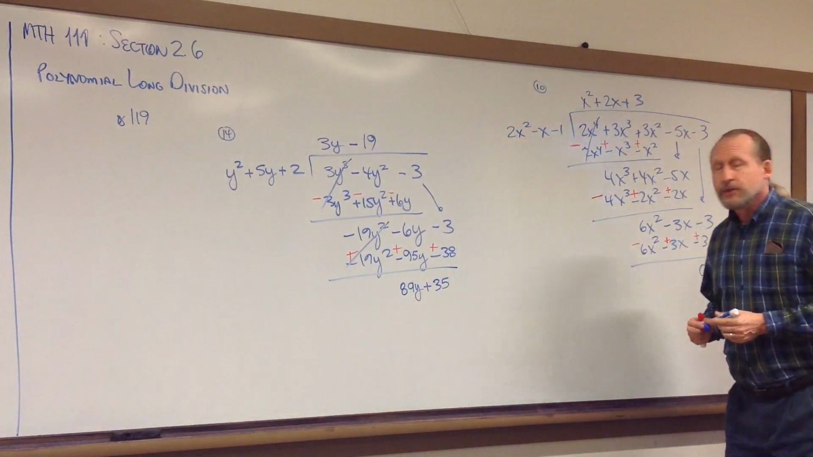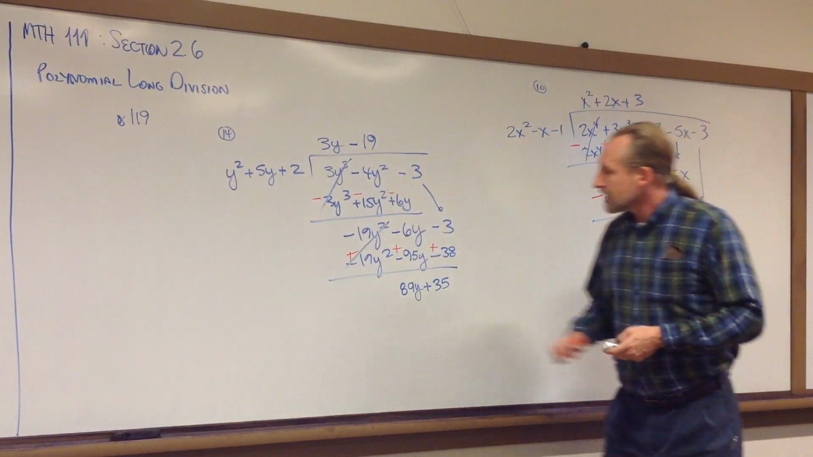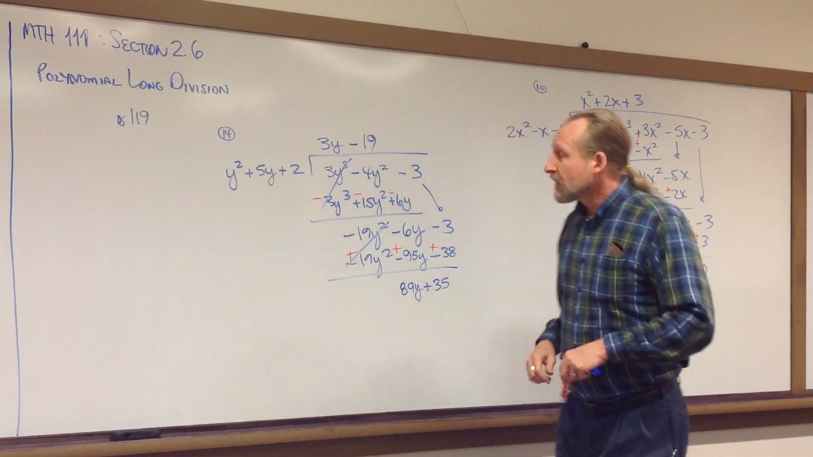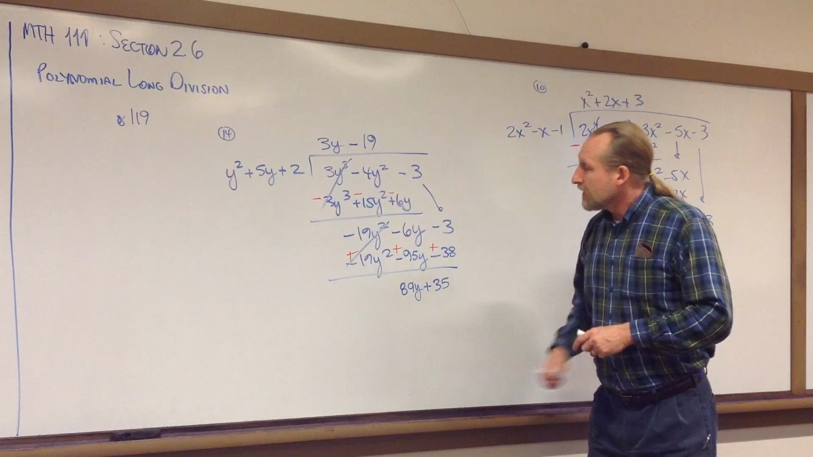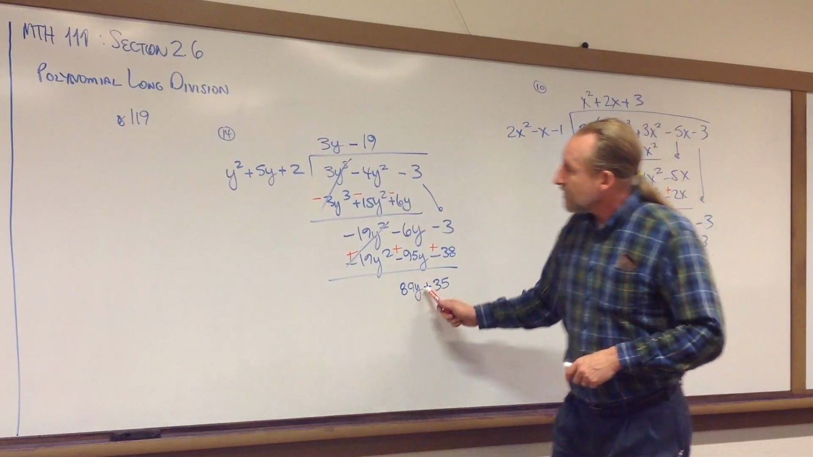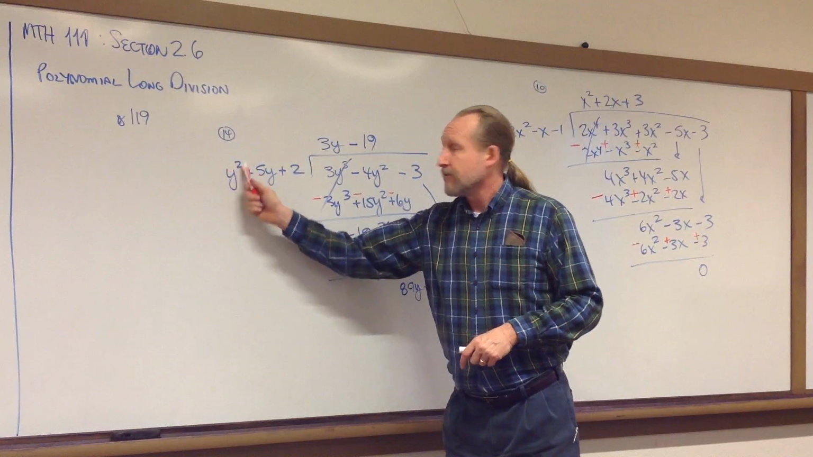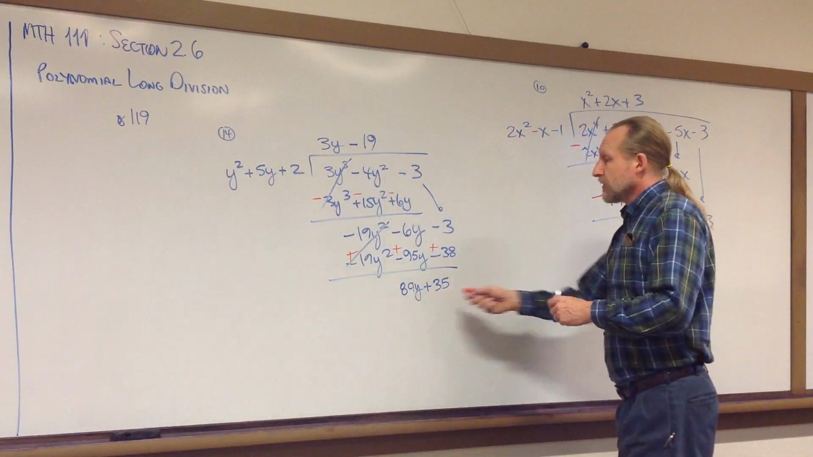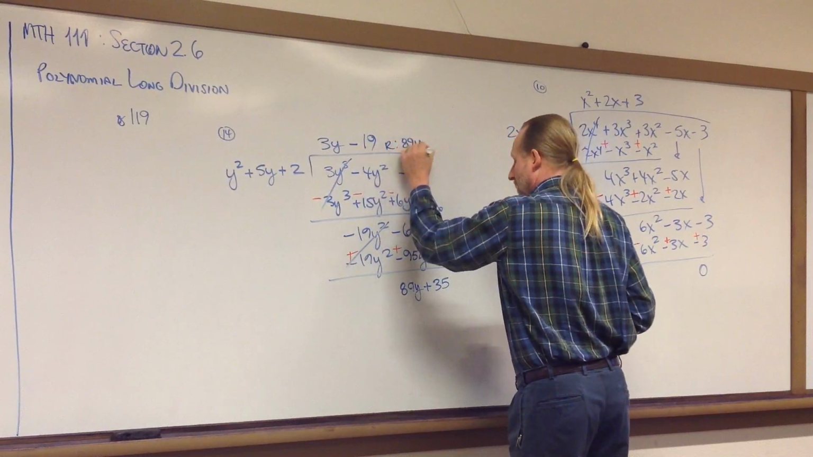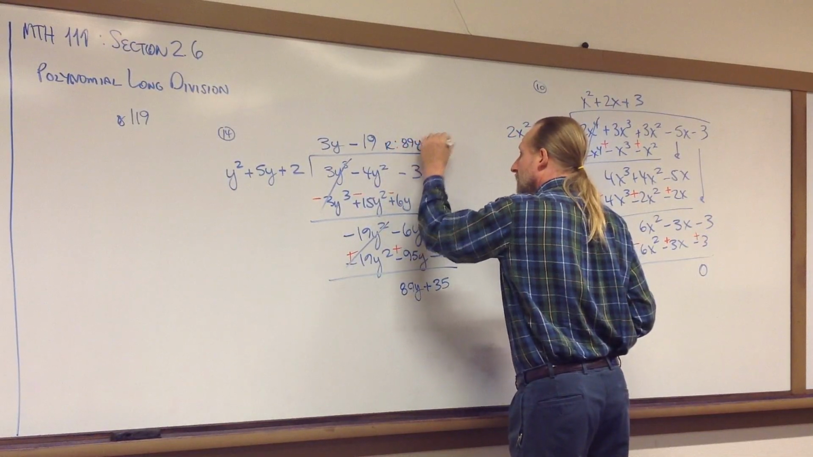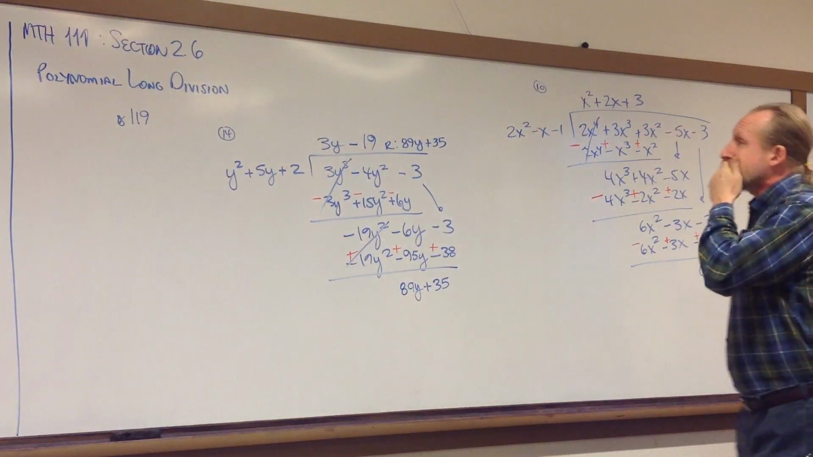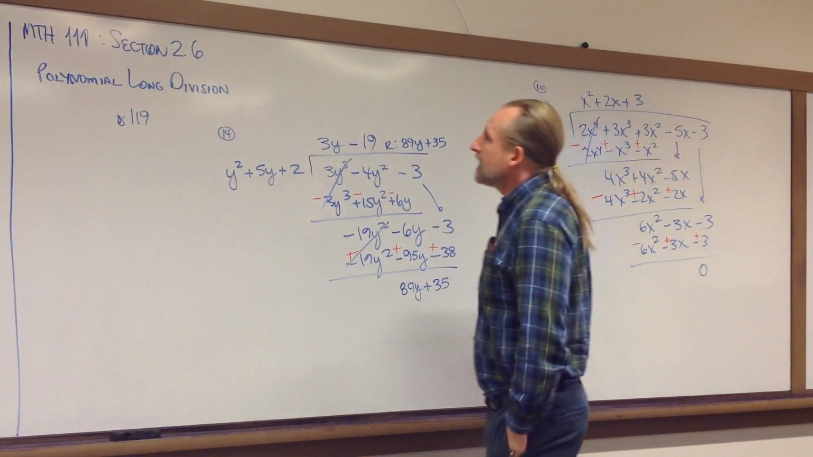So in numerical long division, you know you can stop when your remainder is smaller than what you're dividing by. In polynomial long division, you have to stop when the power of your variable in the remainder is smaller than the power of the variable you're dividing by. So this is our remainder right here, 89y plus 35.